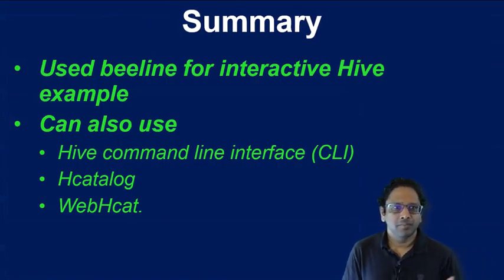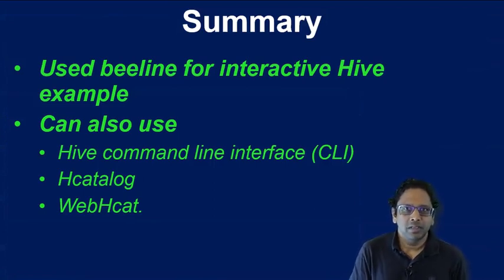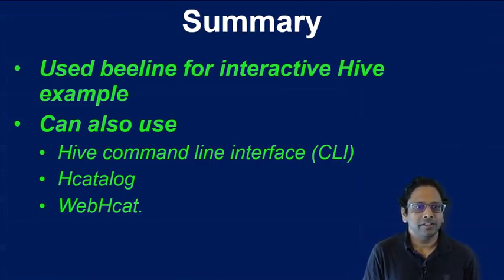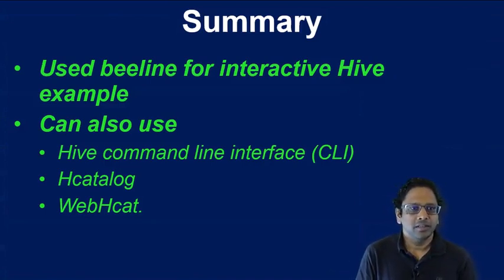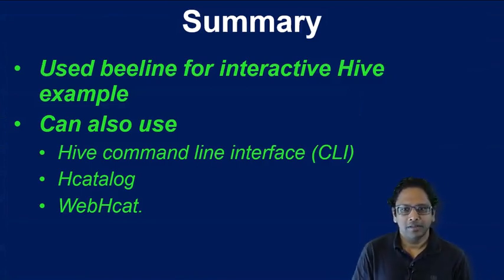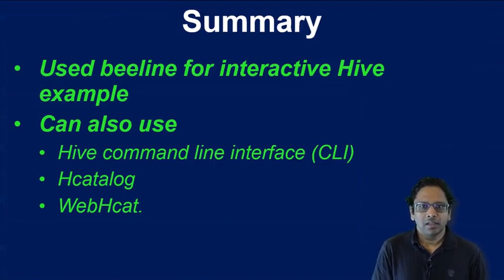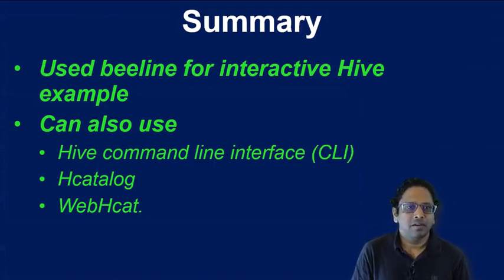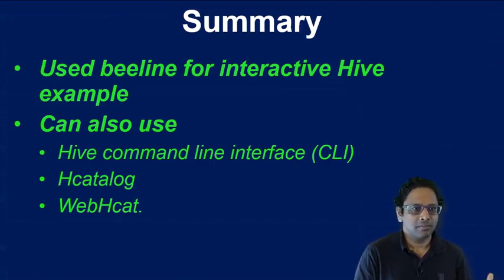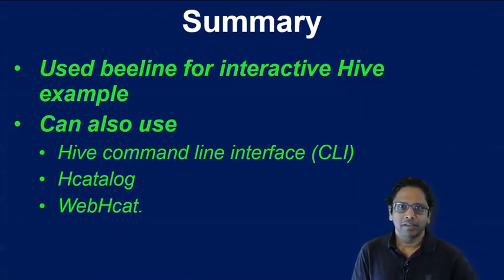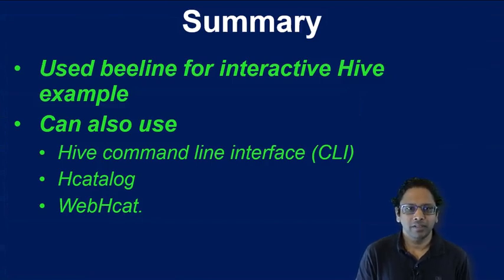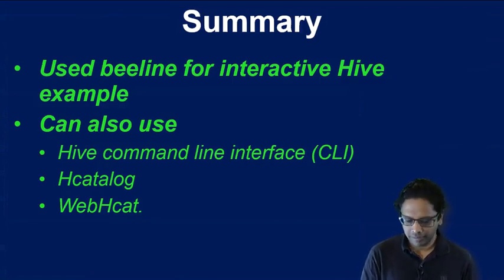So essentially, to summarize, we used Beeline for the interactive Hive example. You can also use the Hive command line interface, although this is getting deprecated in the newer versions. There's HCatalog and there's WebHCat. So there are different options of accessing Hive essentially. You could do it remotely or on the command line. So either way, you have a lot of options, and you can write your own custom mappers and reducers, as I mentioned. So you can do quite a bit of data processing using Hive. For Hive, we'll have a separate module upcoming, which will have a lot more detail. And this was just a quick overview and a quick preview of how you can run Hive on a Hadoop cluster.